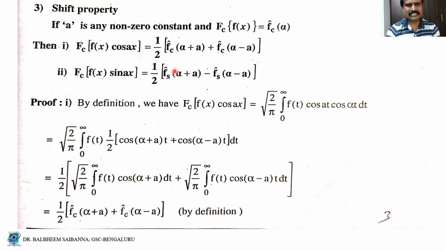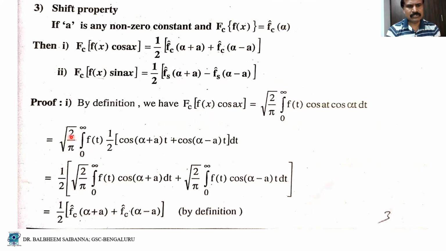Look here, compare this and this: this is cosine, this is sine. In this case, we use both the cosine as well as the sine transformation. First, by the definition, we have F_C of f(x) cos ax is equal to square root of 2 by pi integral 0 to infinity f(t) cos at cos alpha t dt. This is by the definition of the Fourier cosine transformation. Here in the place of f(x), f(x) cos ax is there. In terms of x, you write in terms of t on the right hand side: f(t) cos at.